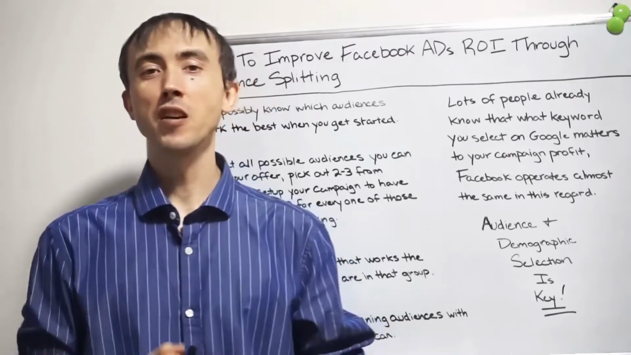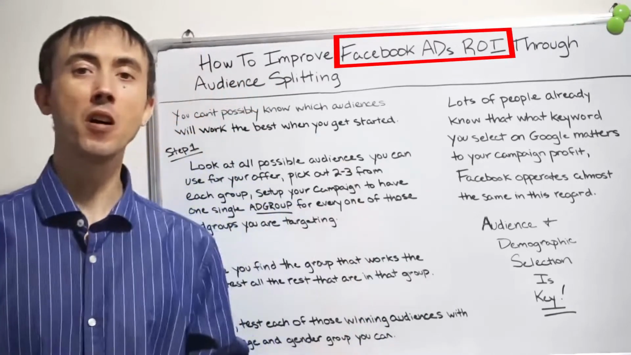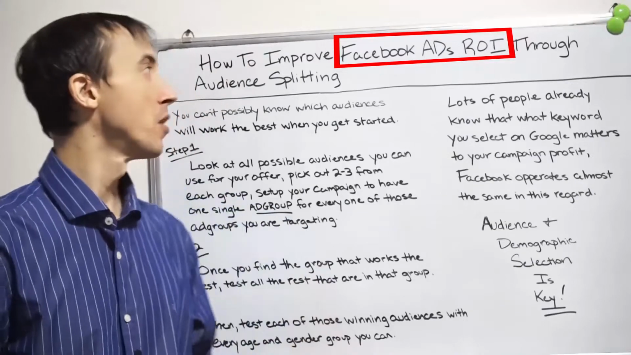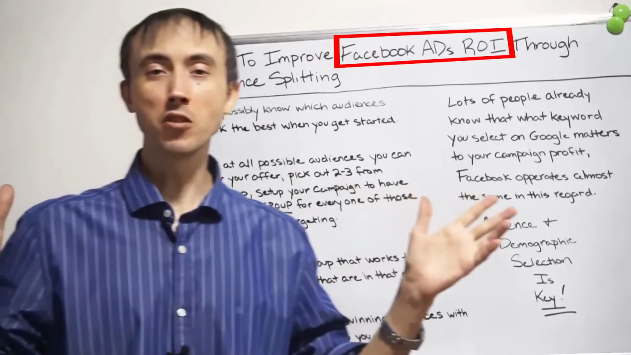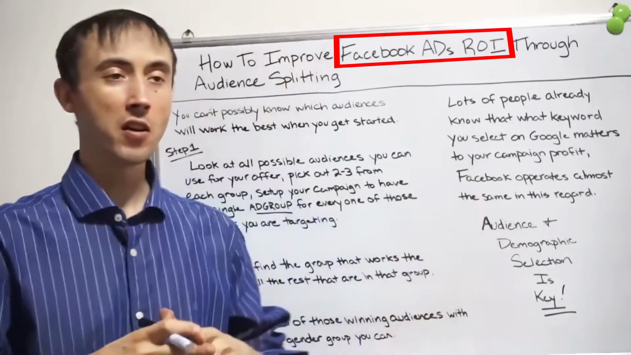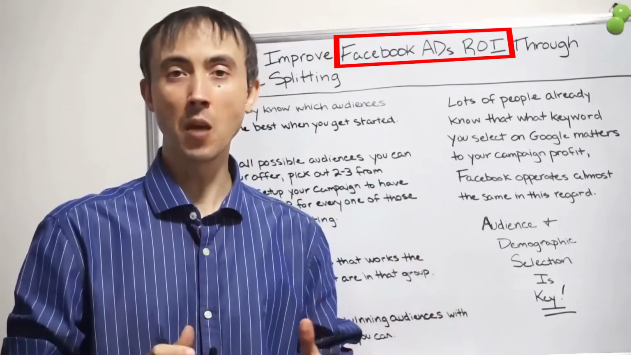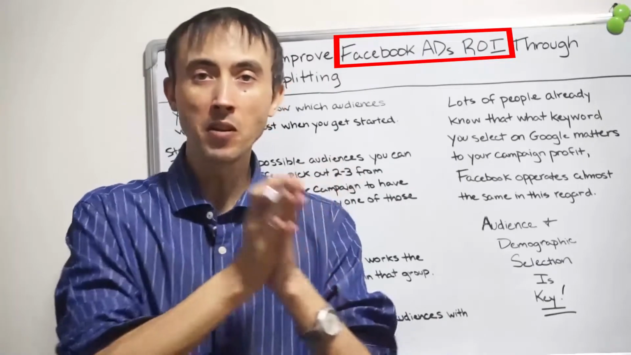In this video, I'm going to tell you how to increase your Facebook ROI every time using something called audience splitting. Now, what is audience splitting? This is basically where you take a Facebook campaign you're already running and you split it up into multiple little parts.